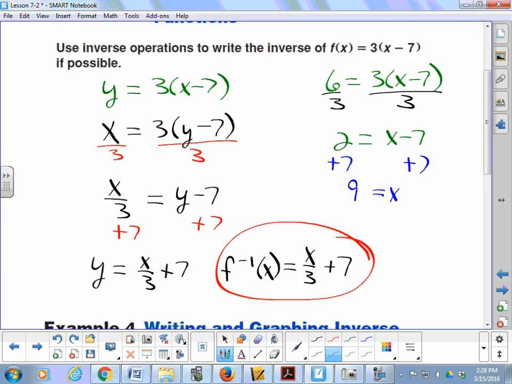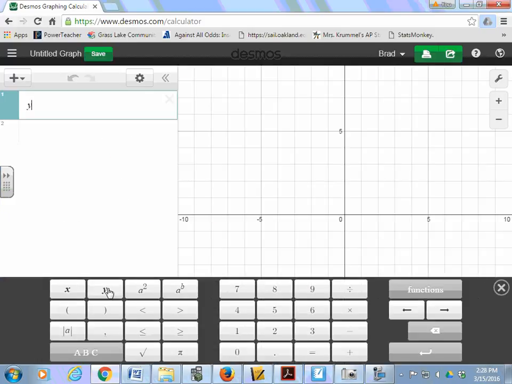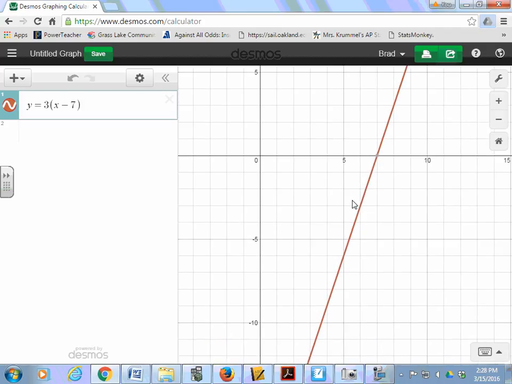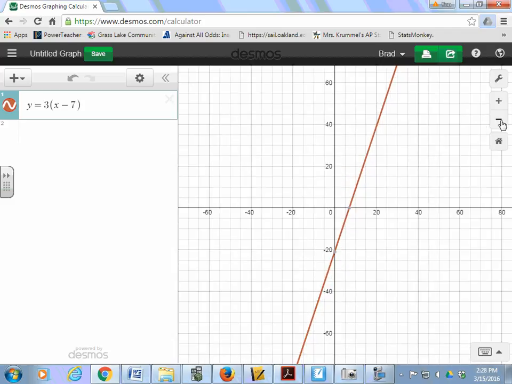So let's look at this with this nice little app here. All right, so I'm going to graph y equals 3 times x minus 7. Okay. So here's the graph. Okay, yeah. All right. So here's the function, y equals 3 times the quantity x minus 7.